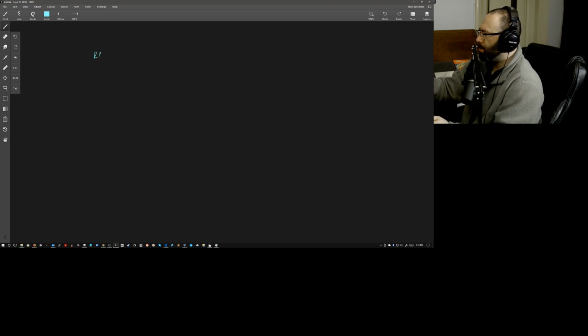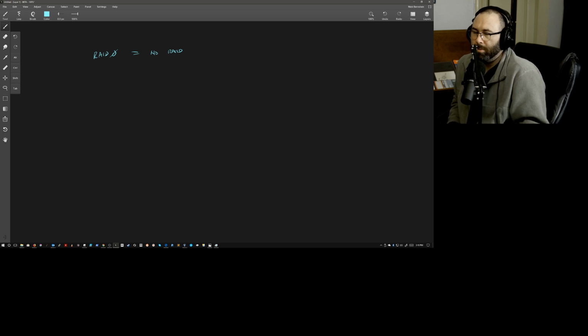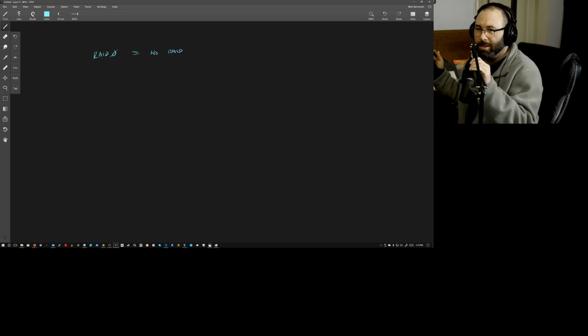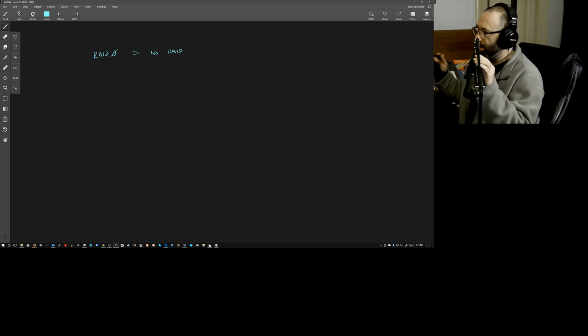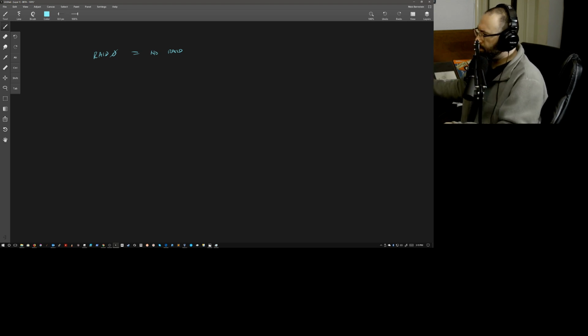So RAID 0 equals no RAID. Right. So RAID, in terms of the acronym, is a redundant array of inexpensive disks. So there's no redundancy in RAID 0. RAID 0 is striping. So the idea here is that this doesn't provide redundancy in and of itself. That said, it can be very useful in terms of performance.